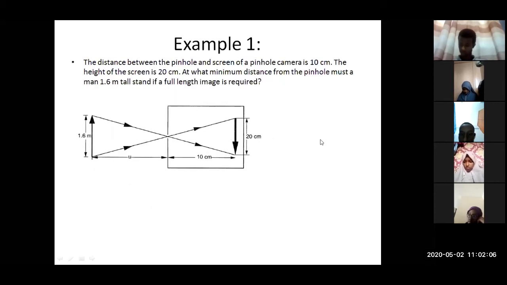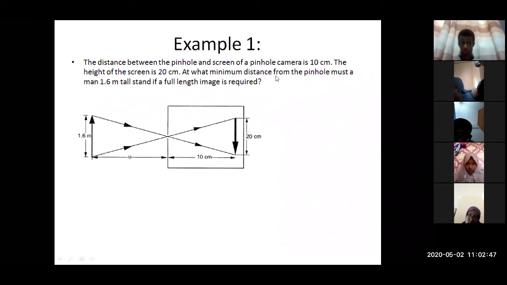Now, one example. It's given here. The distance between the pinhole and the screen of the pinhole camera is given to be 10 centimeters. Of course, this diagram is not yet a solution. So you always sketch, then you insert in the values. The height of the screen. When they talk of the height of the screen, take it to be the height of the image. So whenever you see the height of the screen, that is the height of the image, the HI.